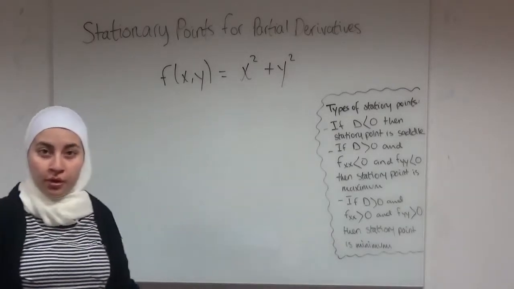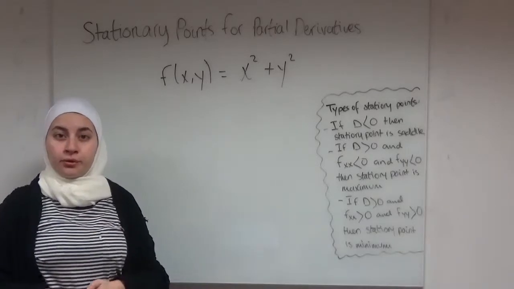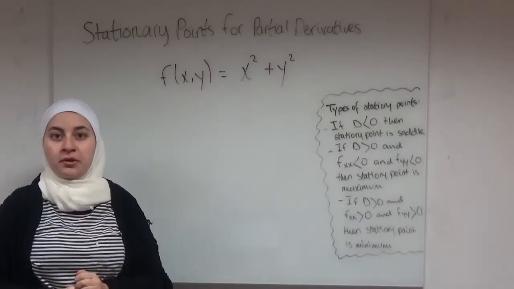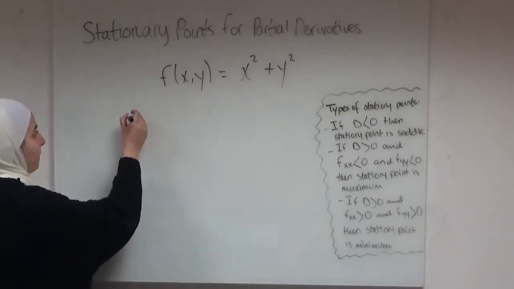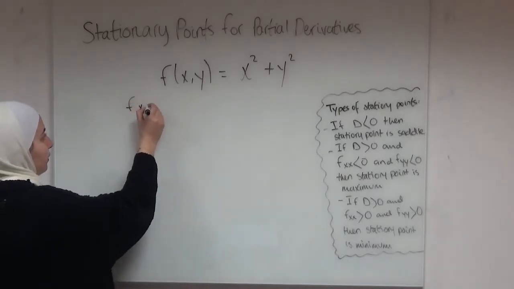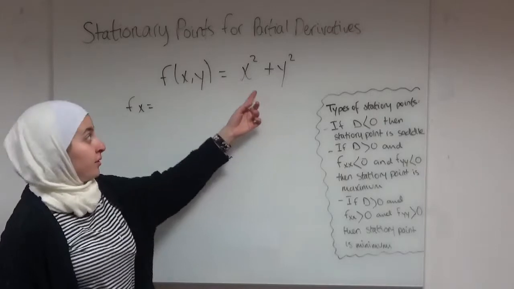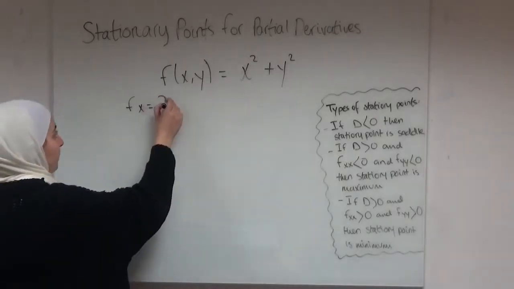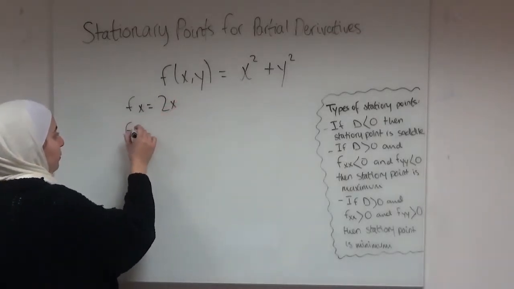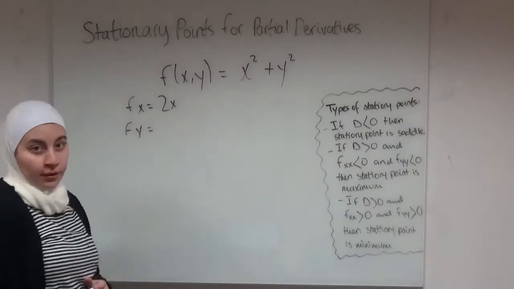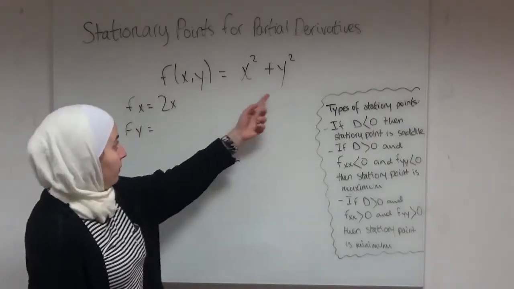To start off with, we need to find the first order derivatives and the second order derivatives of the equation. So the first order derivative in terms of x would be differentiating the equation in terms of x. We get 2x. Then finding the first order derivative in terms of y. So we need to differentiate in terms of y. We get 2y.